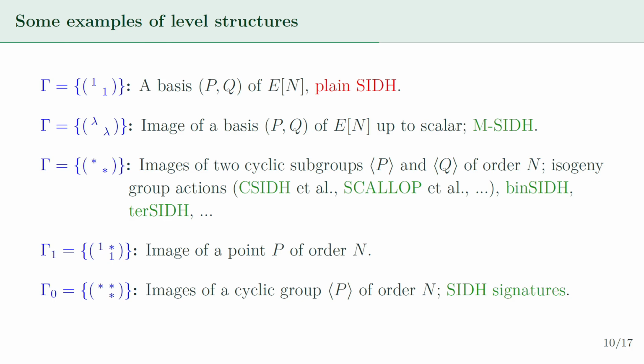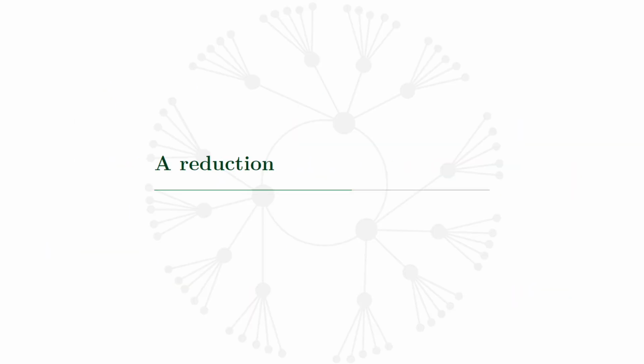So in what follows, we will prove that, in fact, the gamma-1 SIDH problem is somehow equivalent to the plain SIDH problem. So having the image of one point, modulo some small conditions, is equivalent to having the images of two torsion points. And this is another main contribution of the paper. So let's then move to this reduction.